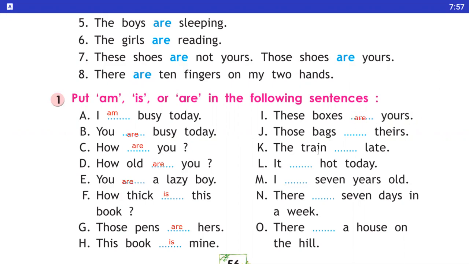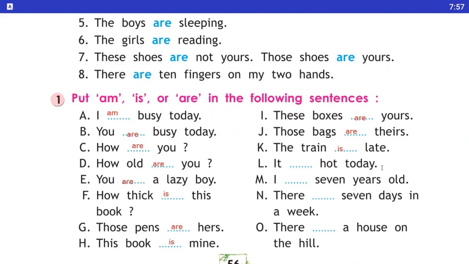Is that clear? Now next is those bags. Always we use are with plural. So what we write here, are, A R E. Now next is the train late. What we use here is. Yes, the train. Train single है ना, so is. The train is late.